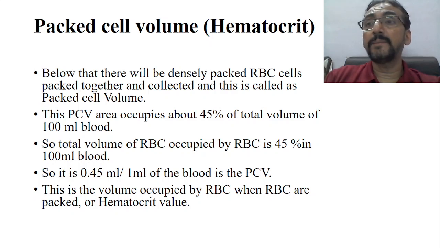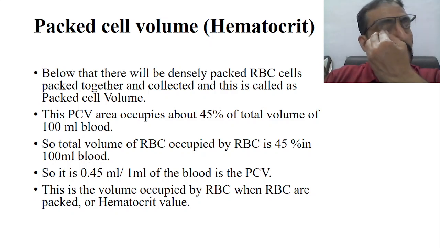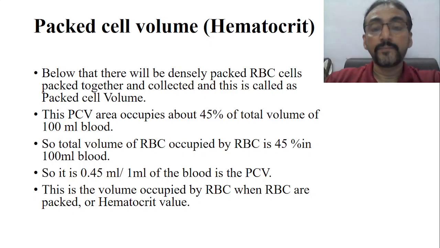So normal PCV value is about 0.45 ml per ml of the blood. If you take 100 ml of the blood, it is about 45%; 0.45 in case of 1 ml of the blood.